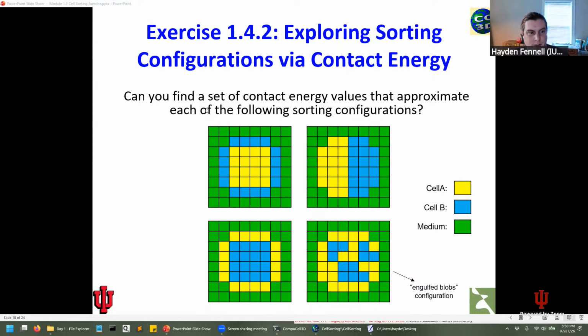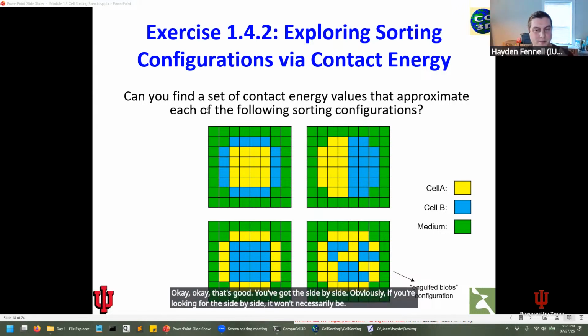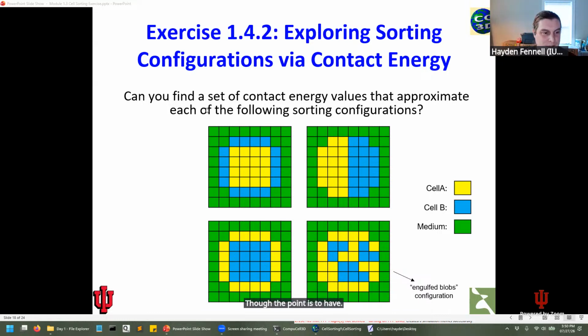Okay, Nargis, good. You've got the side-by-side. Obviously, if you're looking for the side-by-side, it won't necessarily be pure left and right. The point is to have a clear line dividing the two, so you've got it there. It's the nature of stochastic simulations. It won't always follow the same alignment.